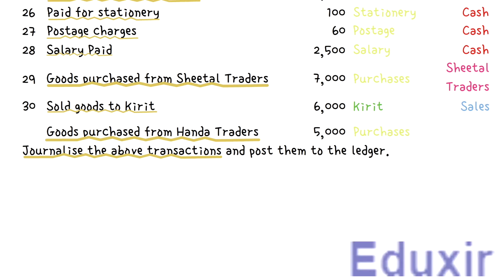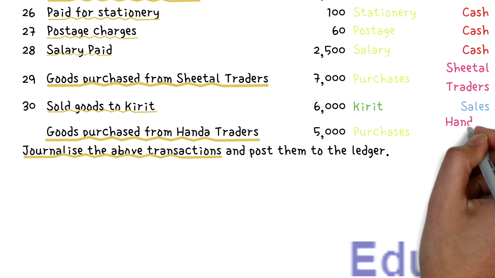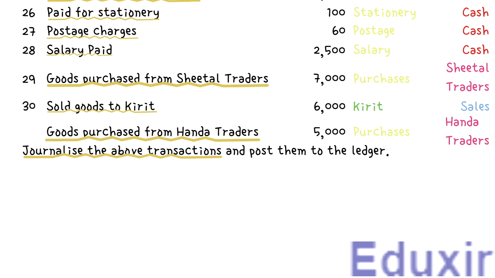At the same time, as the business has purchased goods from Honda Traders on credit, the supplier Honda Traders becomes the creditor for the business, and the business is liable to pay to this creditor. The rule to record any increase in the liability is to credit the corresponding liabilities account. In this case, the Honda Traders account should be credited. With this analysis at our disposal, let us now proceed with the generalizing of this transaction.